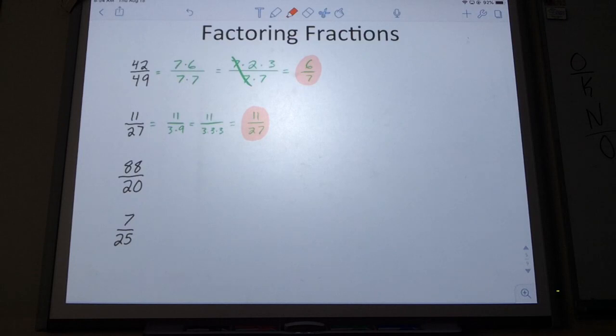88 is another one where people have two different directions they go. They either think 2 or they think 11.